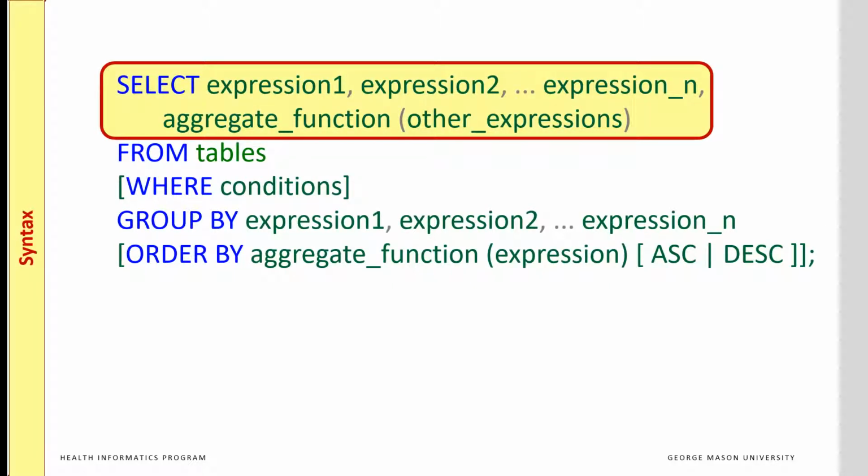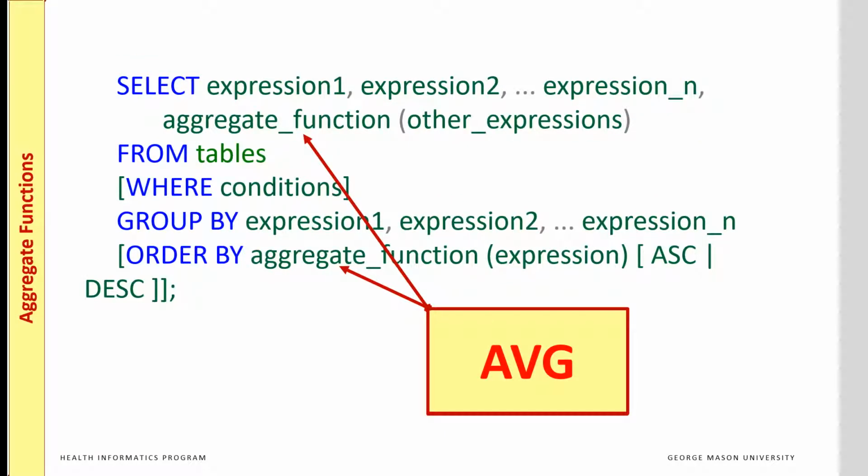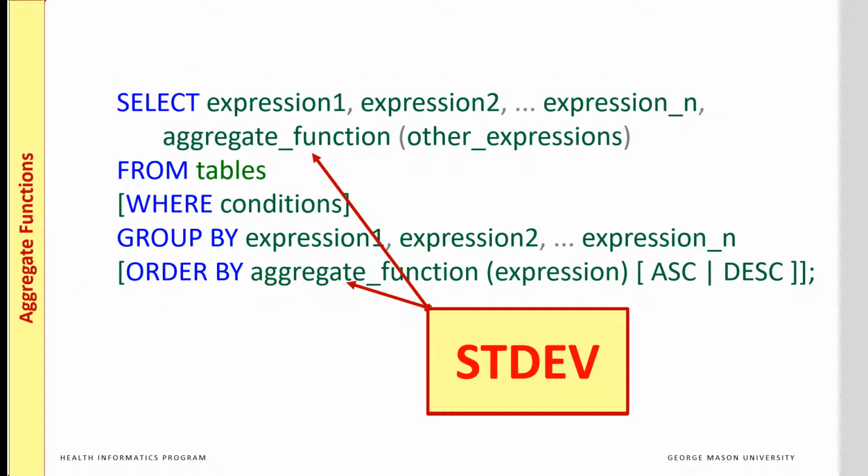Any fields or expressions of fields must either be listed in the group by command or encapsulated within an aggregate function in the select portion of the command. Aggregate functions include AVG, wherein all records in the subset of the data are averaged, and STDEV, wherein the standard deviation of all the records in the subset of data is calculated.